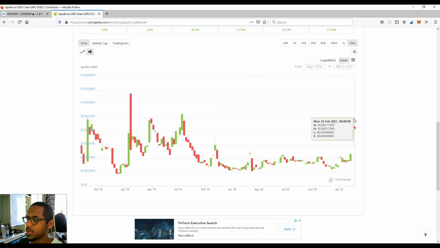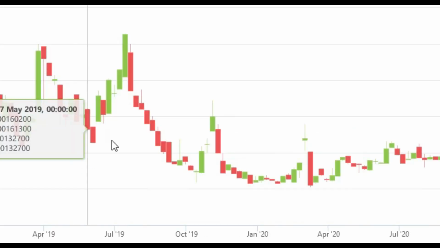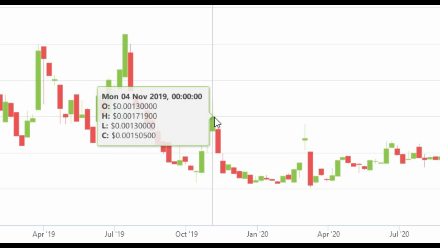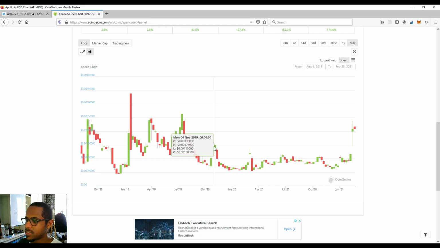If it does reverse from these levels, then it needs to find support at potentially a previous resistance level at this high of 0.0012. If it can do that, that'll be a bullish case scenario, because if it claims this as support, then it can build on that and then potentially consolidate in the next area between this and this, and then carry on going higher. That'd be the bullish case scenario.